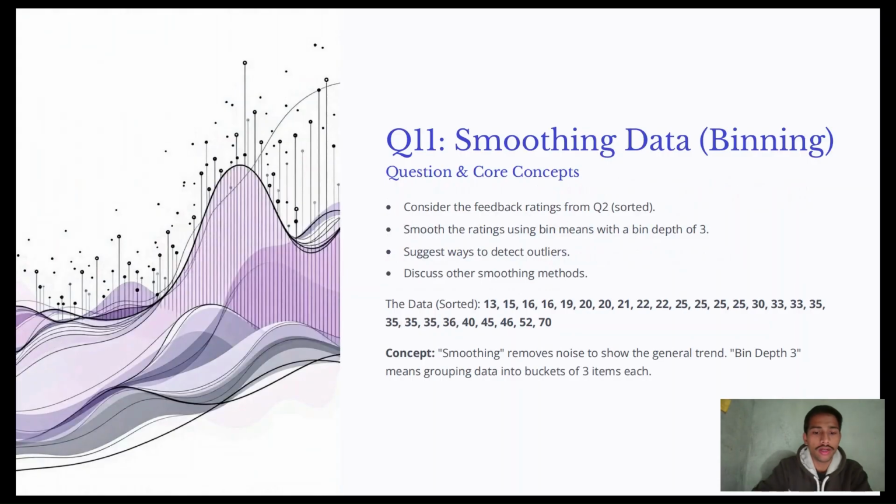We were given a sorted list of feedback ratings ranging from 13 to 17. Our task is to smooth this data using bin means with a bin depth of 3. Smoothing is essentially a way to remove noise or random fluctuations from a dataset to reveal the general trend. Bin depth 3 simply means we will group the data into small buckets, each containing exactly 3 items.